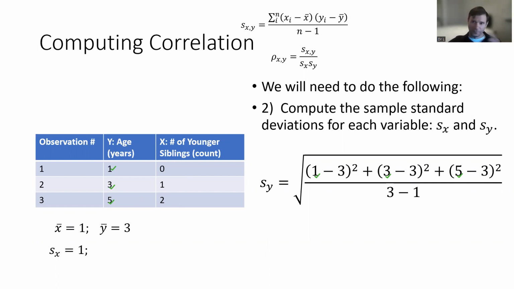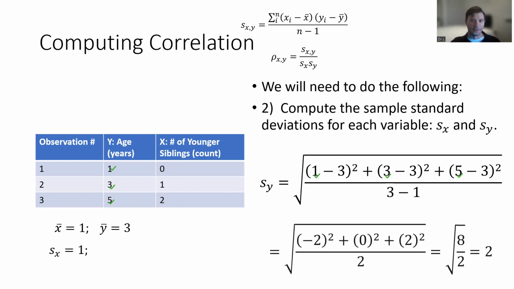Okay, from here on out, a little bit of math. We wind up with -2 squared up top plus 0 squared plus 2 squared, all divided by 2 and all of that underneath that radical, which gives us 8 divided by 2 underneath the radical, which is 4, and the square root of 4 is 2. So we've completed step 2. And what we can do now is calculate the covariance. That'll be our step 3.